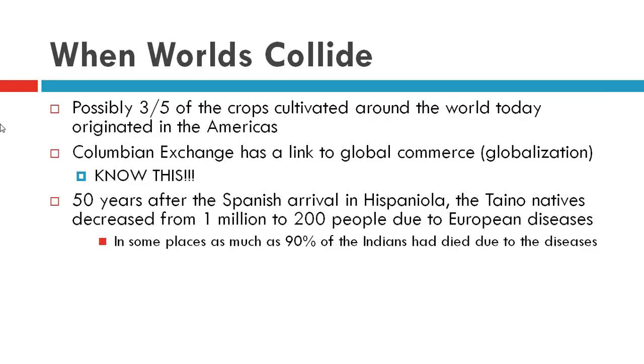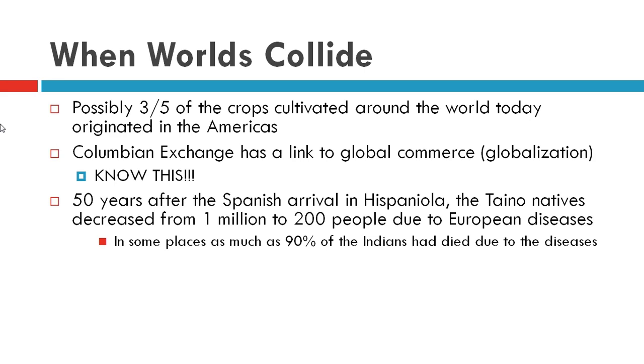So roughly 60% of the crops cultivated around the world today originated in the Americas. And again, that's the Columbian exchange we're talking about. But there's more to it than that. This is a link to global commerce, which is globalization. This is something that the College Board really emphasizes in the development of American history. So we should know this as a beginning or a starting point for them.